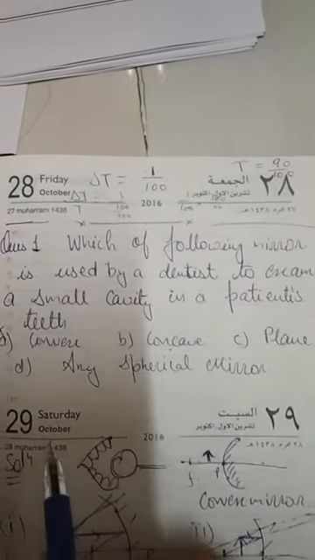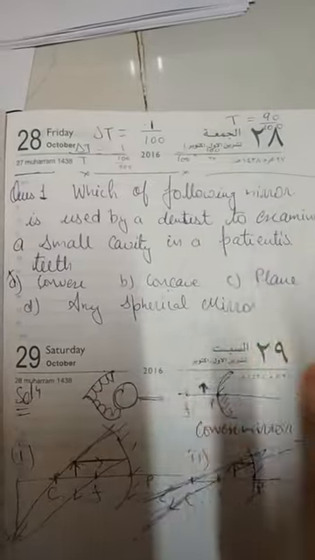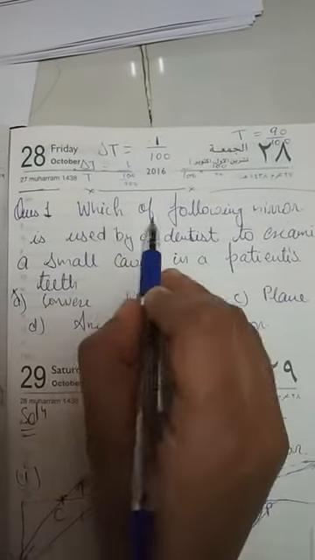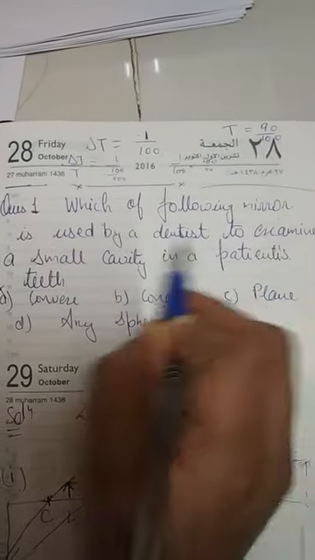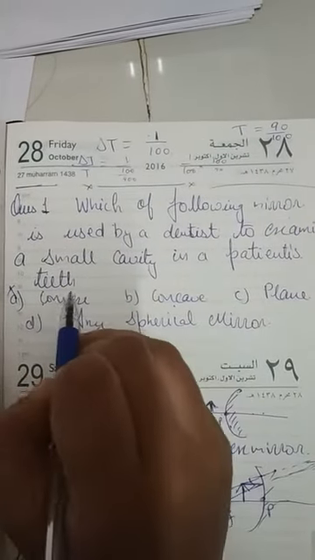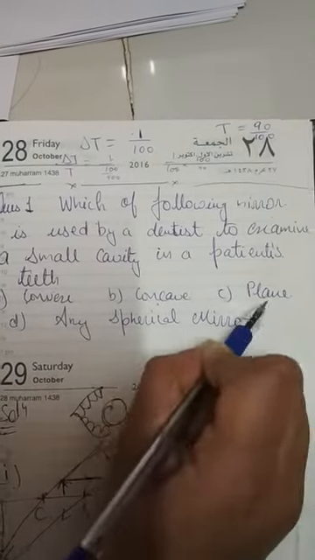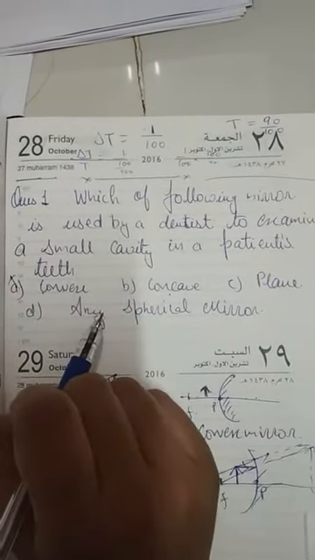This is my first question from the sample paper, CBSE class 10 sample paper of physics. The question says: which of the following mirrors is used by a dentist to examine a small cavity in a patient's teeth? The options are: convex mirror, concave mirror, plane mirror, and spherical mirror.